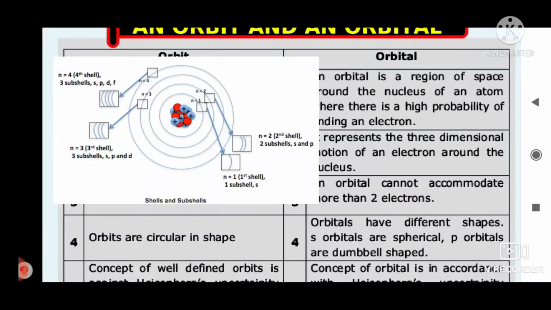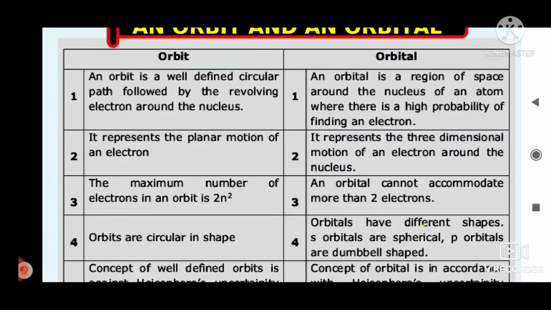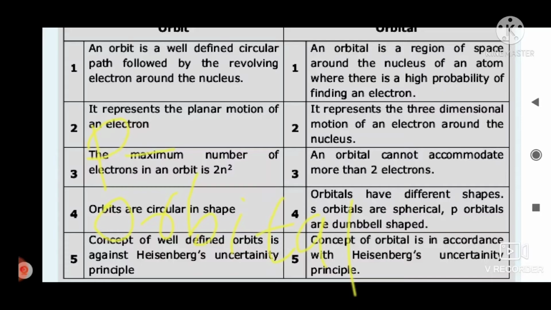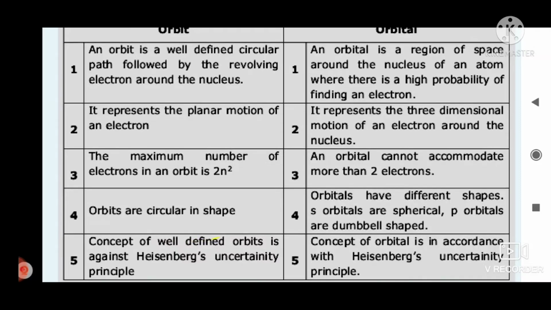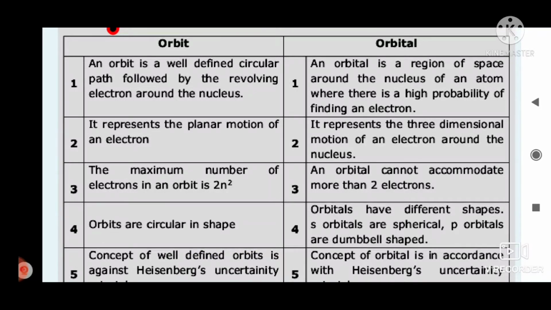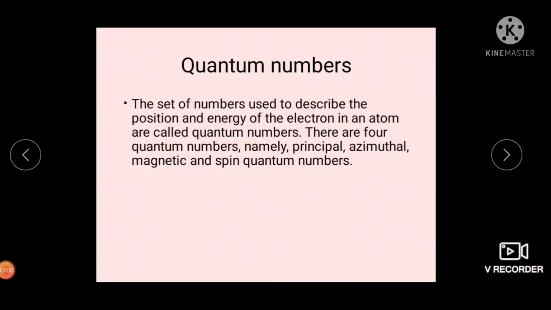Orbits are circular in shape. Orbitals have different shapes. For example, s orbitals are spherical in shape. P orbitals are dumbbell shaped. And the concept of well-defined orbits is against the Heisenberg uncertainty principle. The concept of orbital is in accordance with the Heisenberg uncertainty principle.